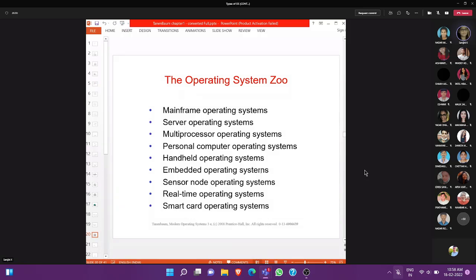Now, how will you differentiate embedded systems from a general purpose operating system? In a general purpose system, you can install and uninstall applications depending on your requirement. But you can't do that in an embedded system. For example, in a washing machine, can you load any application? No. In a refrigerator, can you install any application? No. So these embedded systems are single purpose systems.